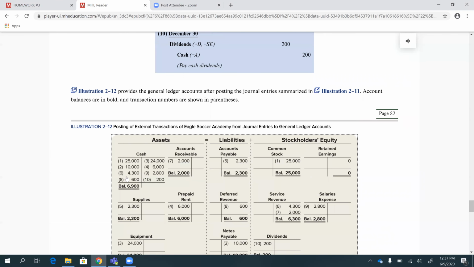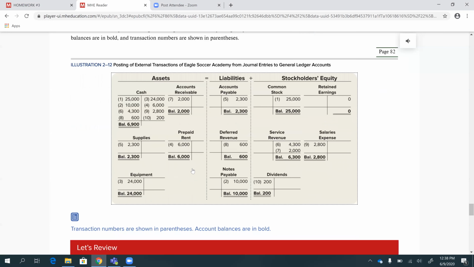Add all of your debits together, add all of your credits together, find the difference. We know cash is an asset, and assets have a normal balance side of a debit. So we expect that the debits should be greater than the credits. So all of these minus all of these gives us the ending balance of $6,900. If you only have one thing, bring your balance straight down. Review this and make sure you understand T accounts.